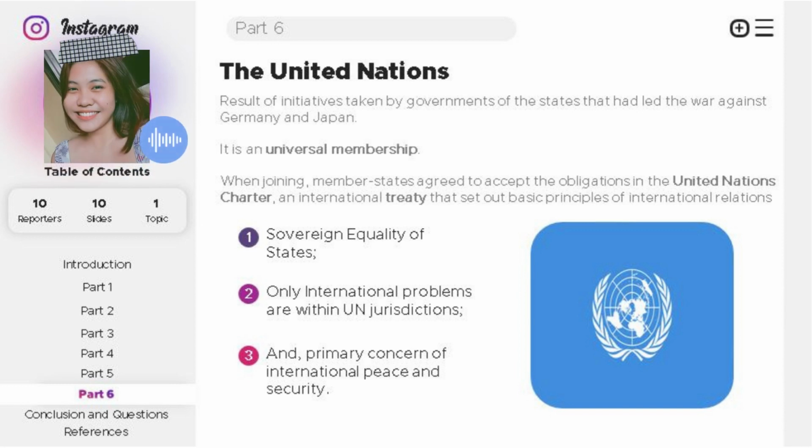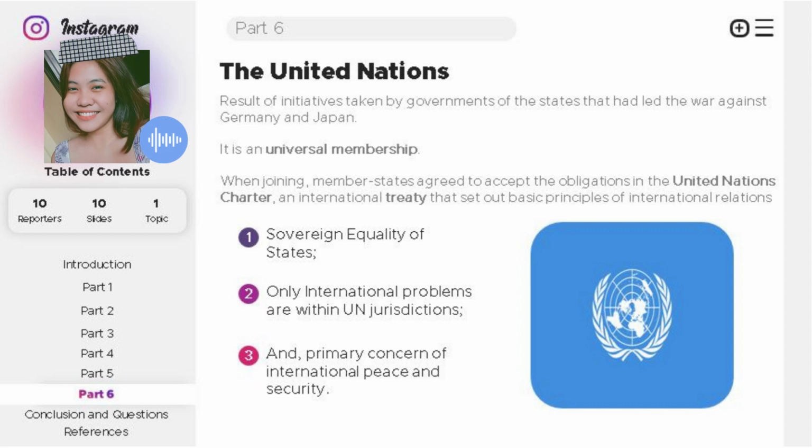Next is the United Nations, which resolved initiatives taken by governments of the states that had led the war against Germany and Japan. It is a universal membership. When joining, member states agreed to accept the obligations in the United Nations Charter, an international treaty that set out basic principles of international relations.